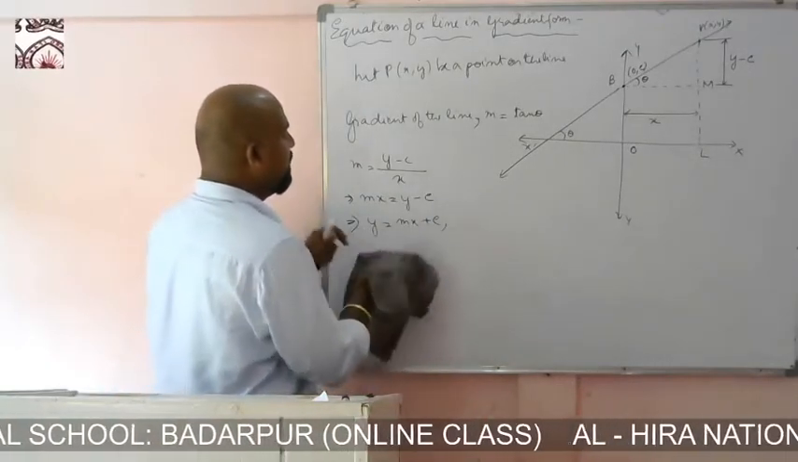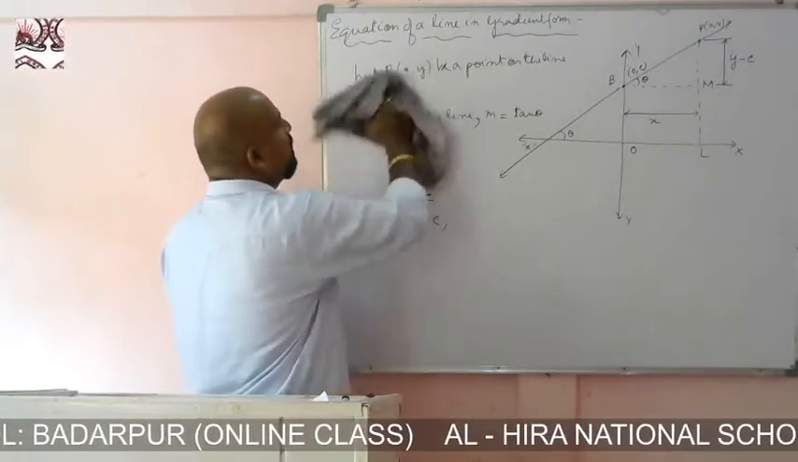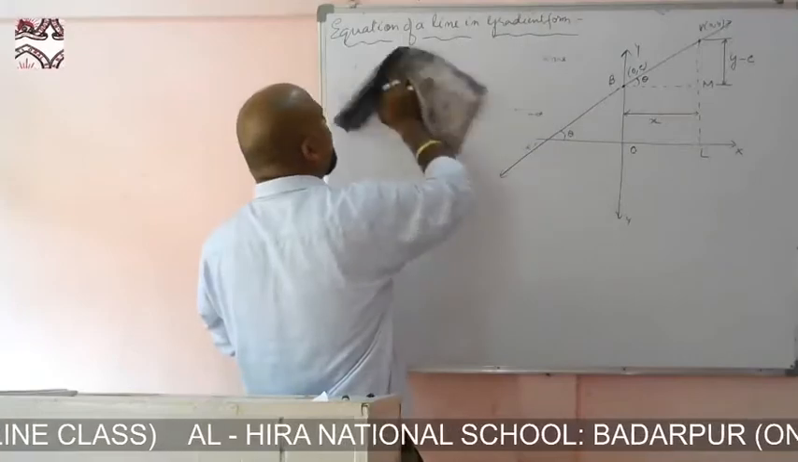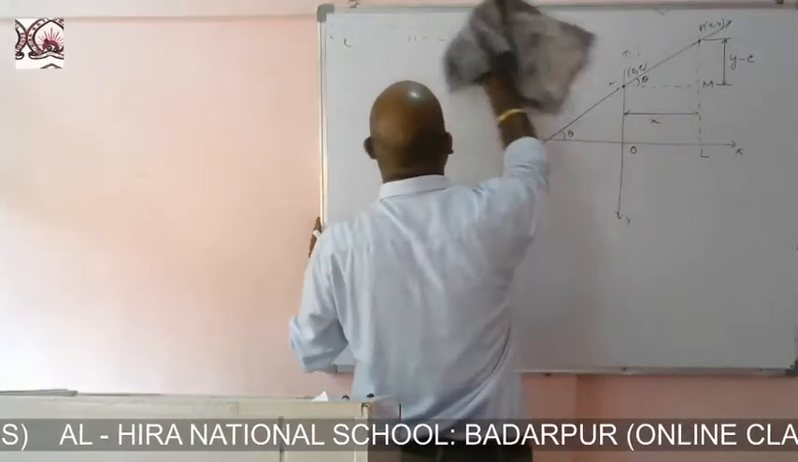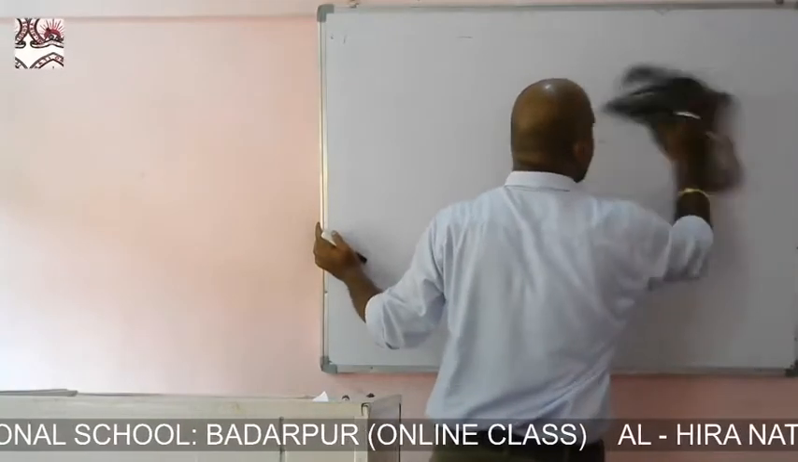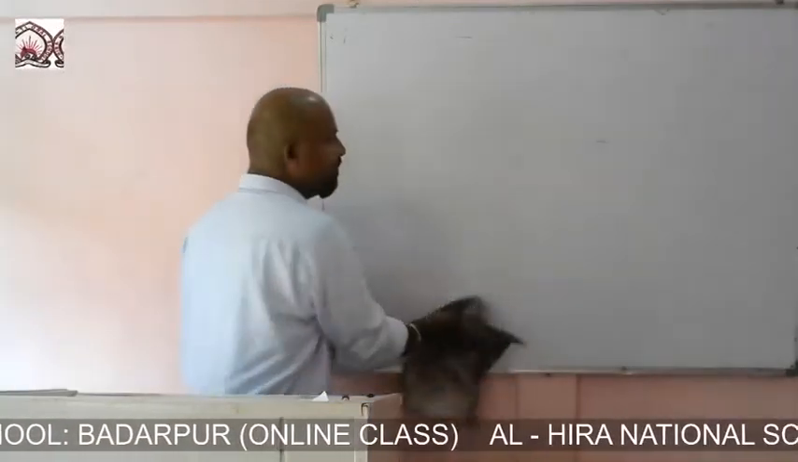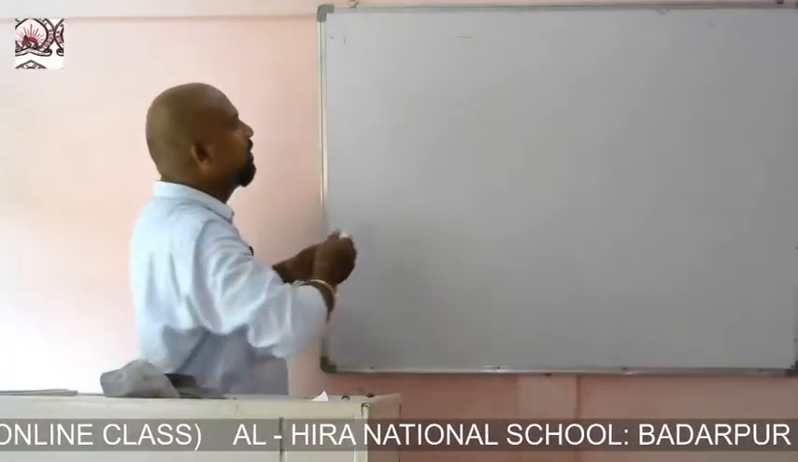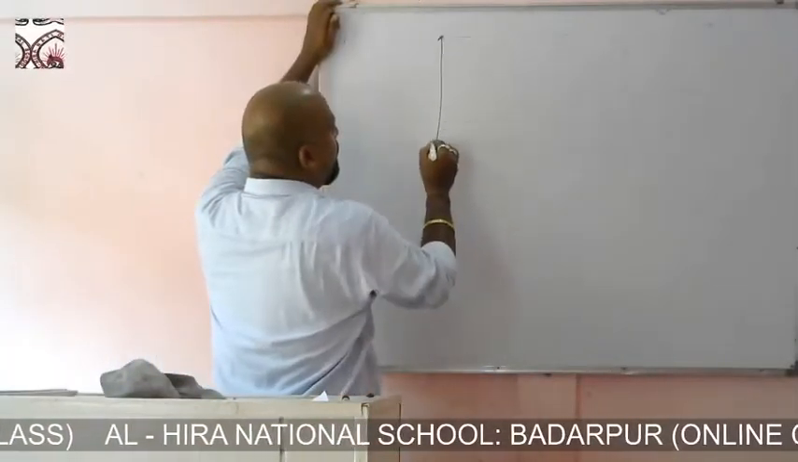Now we consider the different cases. We will consider when m is positive, when m is negative. What will happen when c is positive and c is negative? Now what will be the graph?